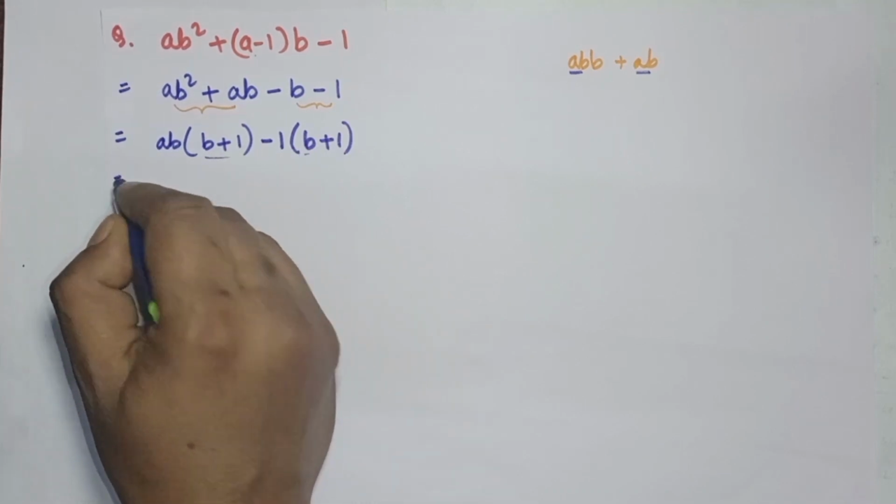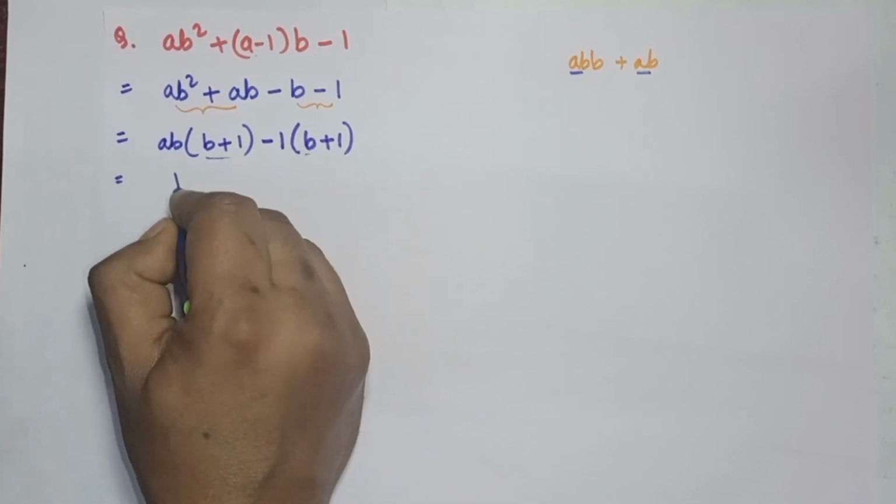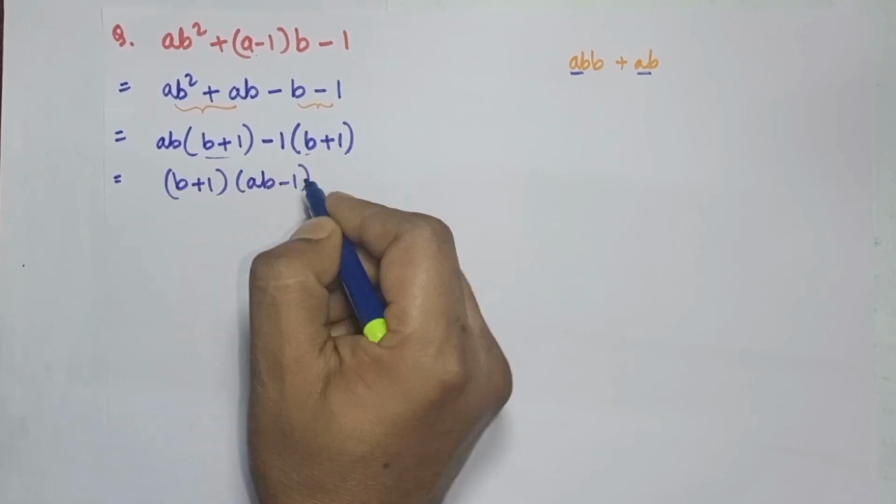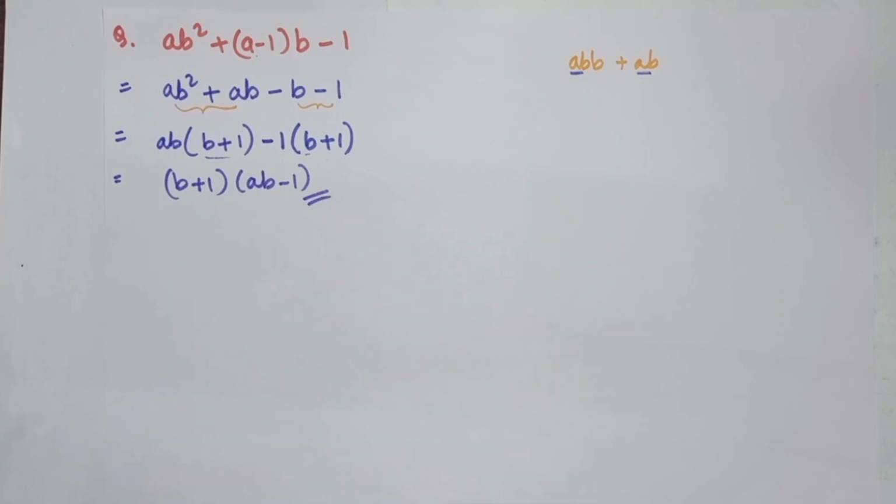Okay, so now what can I do? This and this I will write as a single b plus 1 common. Now left over is ab minus 1. So this is my final answer. Hope you are clear with this.